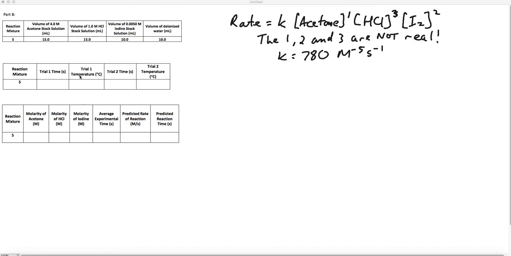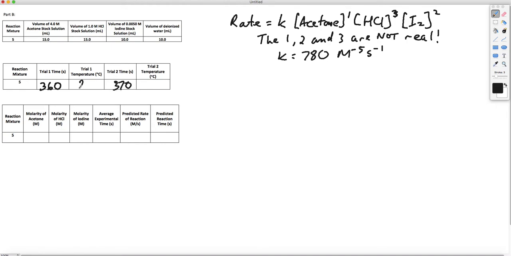So for part B, the first thing you would do is figure out these times here, and the times would be what you would just do with the regular reactions. I'm going to come up with two of these. We'll do 360 and we'll do 370, and we'll put them at 22.0 degrees Celsius each. So these are experimental results. And that's important. You actually found these by doing an experiment.